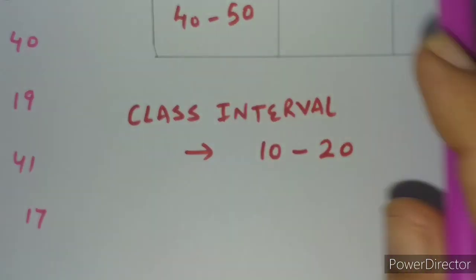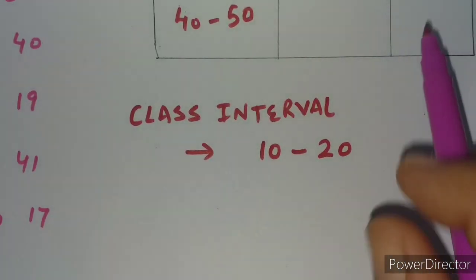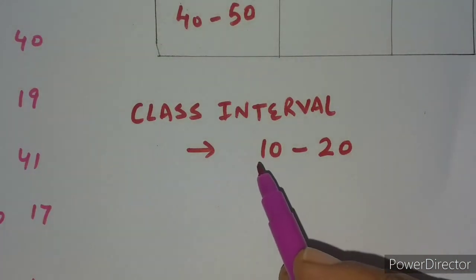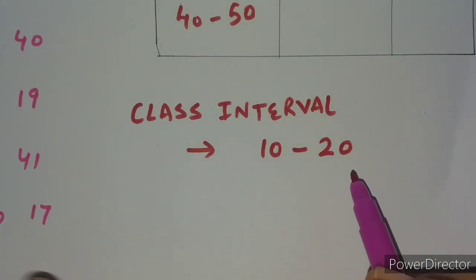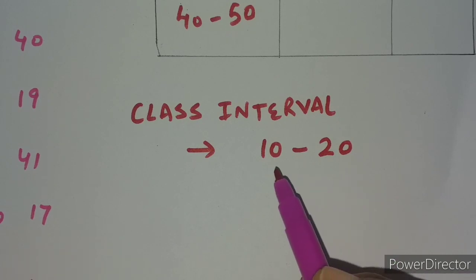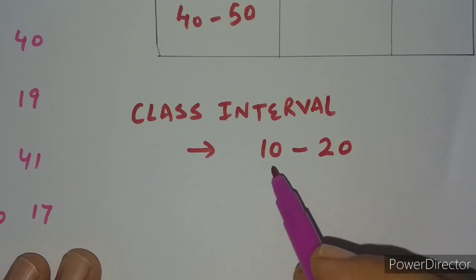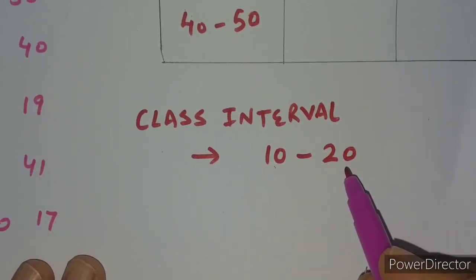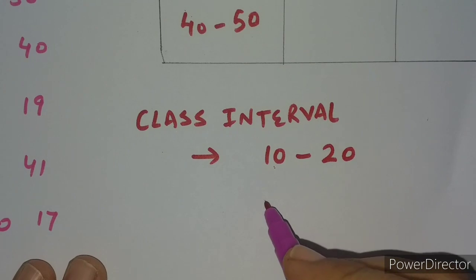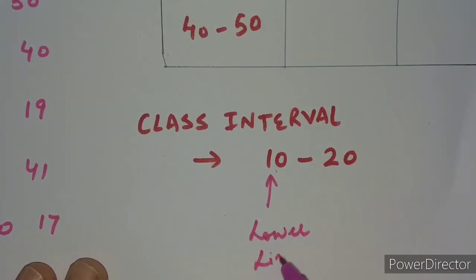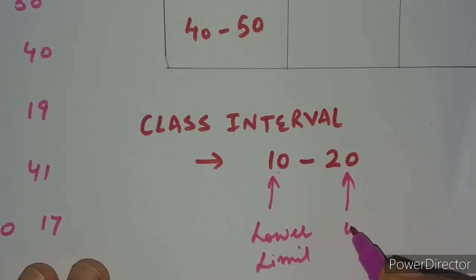So before I actually construct the grouped frequency distribution table, I want to tell you a few extra things regarding the class interval. For that, I have taken up this class interval 10 to 20. See students, this is our group. The group starts from 10 and finishes at 20. It has two limits. The lower limit is 10 and the upper limit is 20. So I will call this 10 the lower limit and this 20 is known as the upper limit.